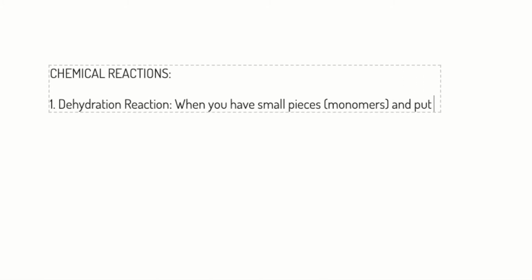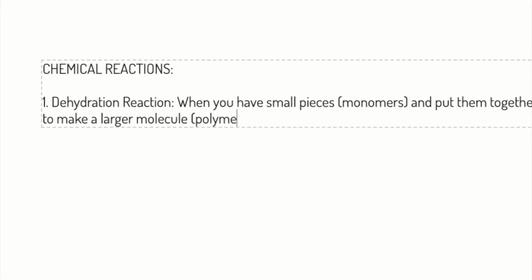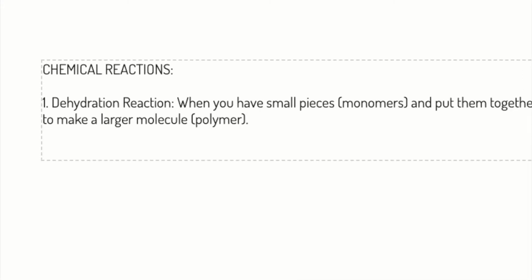Okay, and so this is when you have small pieces. Sometimes these small pieces are called monomers. And put them together to make a larger molecule. And sometimes the larger molecule is called a polymer. Okay, and so for example, let's say we have piece A and we add that to piece B, and then a chemical reaction occurs to bring A and B together, and now we have a larger molecule, which is AB.